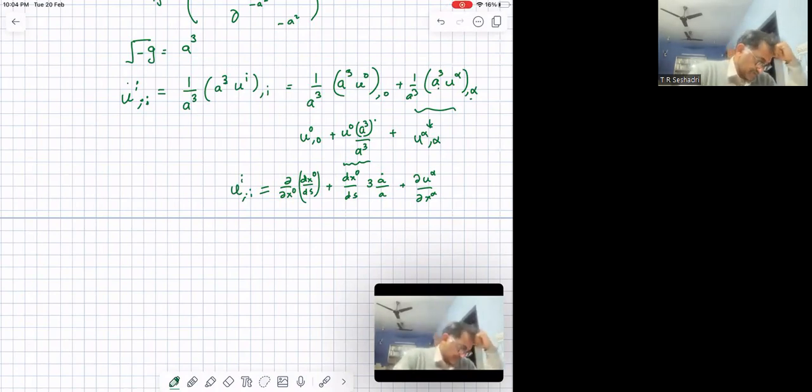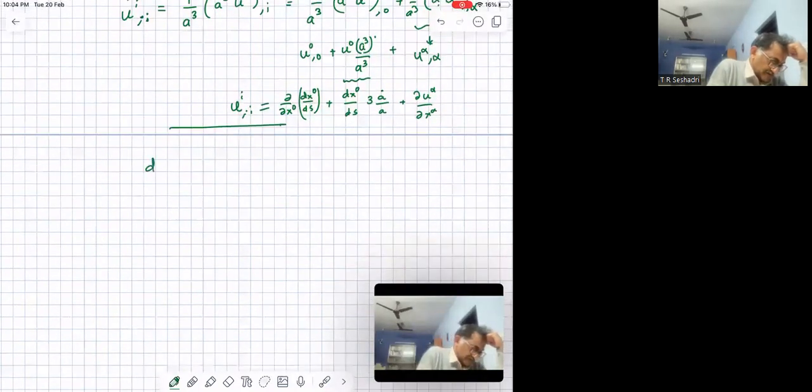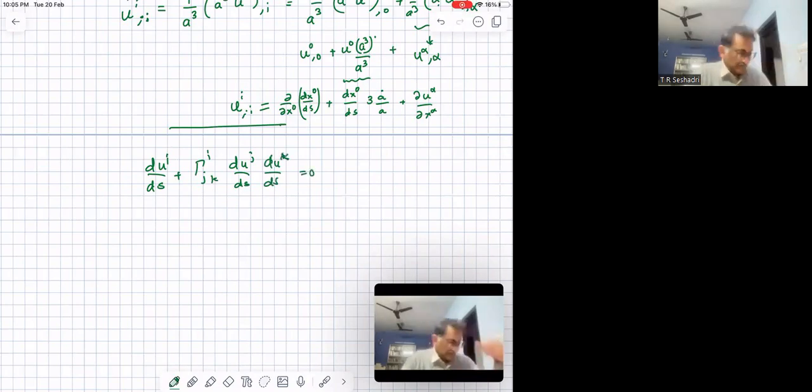I'm just wondering if I can do it in a slightly different way. So divergence. Okay, let me just write it this way: dxi by ds plus gamma i jk equal to 0. And now I take this thing.